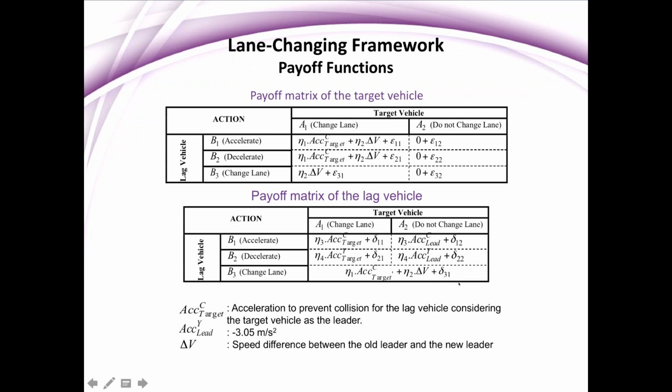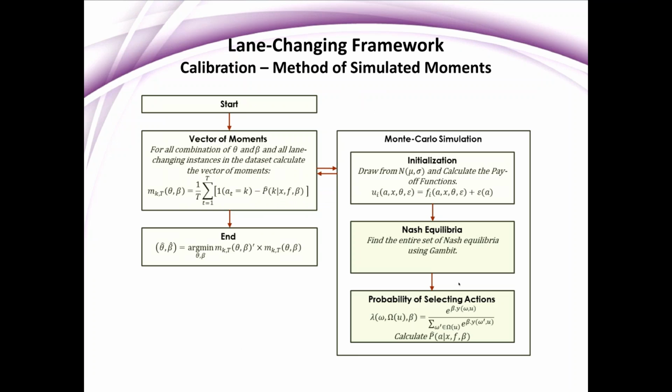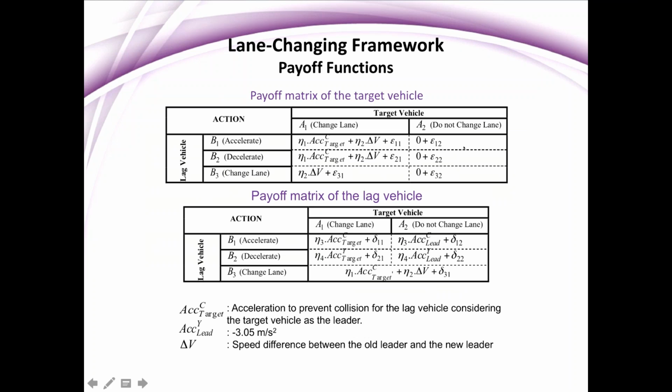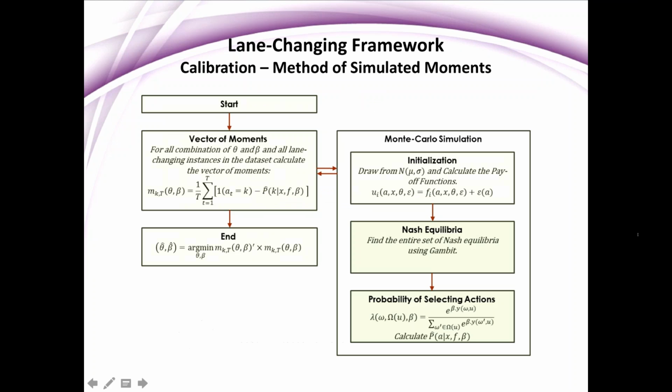Okay. So now we have the game, we have the payoff functions. It's time for us to calibrate it. So we use the method of simulated moments, or MSM, to calibrate the system. So how does this work? I forgot to mention that all these error terms in the payoff matrices have normal distribution. Okay. So the MSM uses a Monte Carlo simulation-based approach to calibrate it.